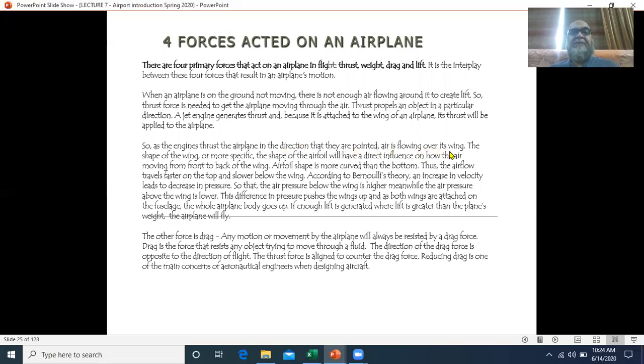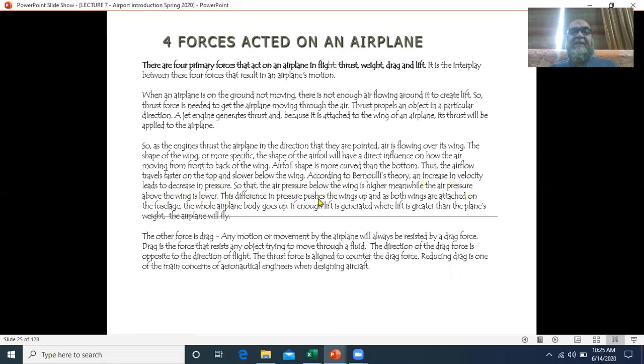So as the engines thrust the airplane in the direction they are pointed, air is flowing over its wing. The shape of the wing, or more specifically the shape of an airfoil, has a direct influence on how the air moves from the front to the back of the wing. The top of the airfoil is more curved than the bottom, thus the airflow travels faster on the top and slower under the wing. According to Bernoulli's theorem, an increase in velocity leads to a decrease in pressure, so the air pressure below the wing is higher while the air pressure above the wing is lower.